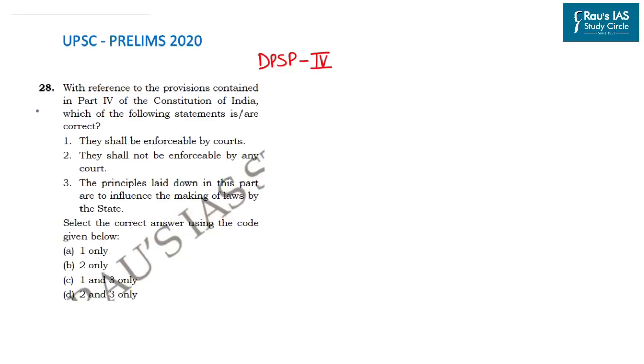Now let's take up the next question for discussion, which appears as question number 28 in set B. So this question is also with respect to part 4 dealing with directive principles of state policy. So we understand that the provisions of directive principles of state policy are very important, especially with respect to the Indian Constitution. And the question says that with reference to the provisions contained in part 4 of the Constitution of India, which of the following statements are correct? Now see, they are directly telling you about part 4 without mentioning directive principles of state policy.